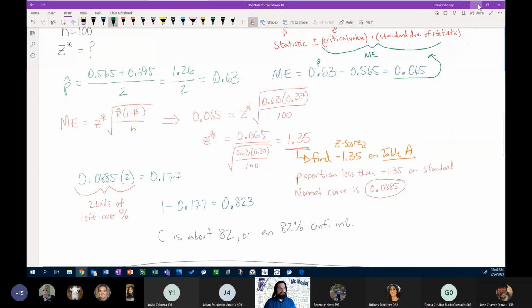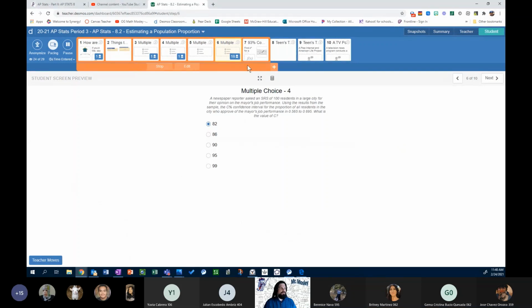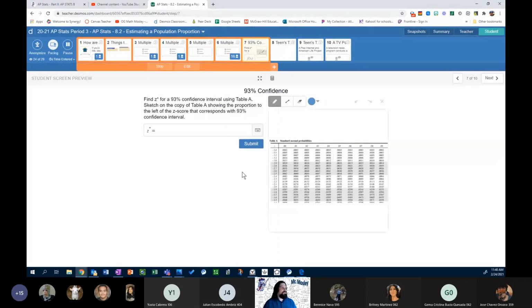So now let's bump up to the next slide here. Right, a 93% confidence. We want to find a z star for a 93% confidence interval using table A. We have a copy of table A here that you can scribble on. You can find a value, circle it, trace it over. Good times. So you can use this to do the scribbling, or you can use your own copy of table A if you have one available right now.